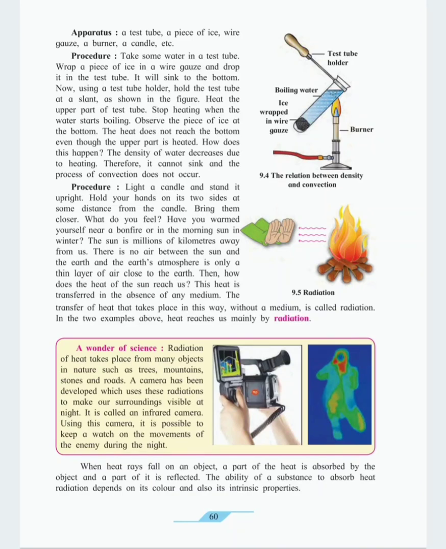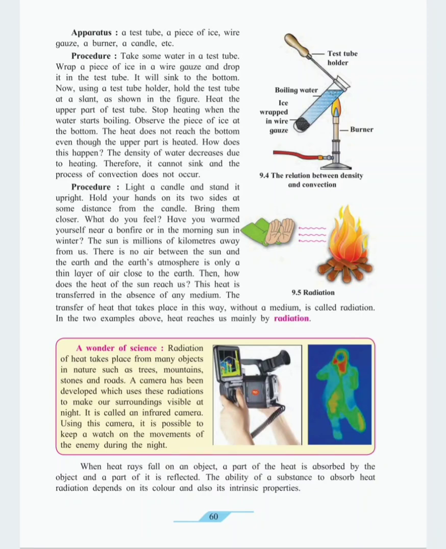The ice cube is wrapped with the wire gauze and that ice cube covered with wire gauze is dropped into the water in the test tube. After it is dropped into the water, this test tube is given heat. It is kept slanting. See the picture on textbook page number 60, figure number 9.4, the relation between density and convection.